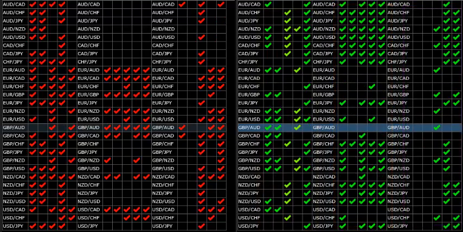Okay, so this scan is going to be updated on my website several times a day to make it easy for people to access it and to see the information here. But let me point out a few things about what it means.